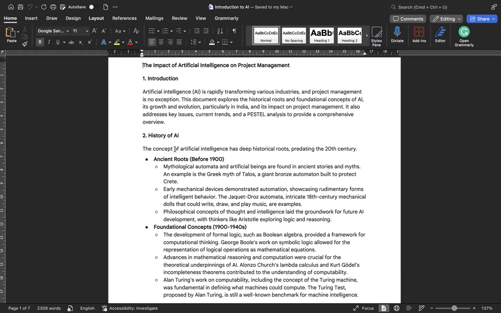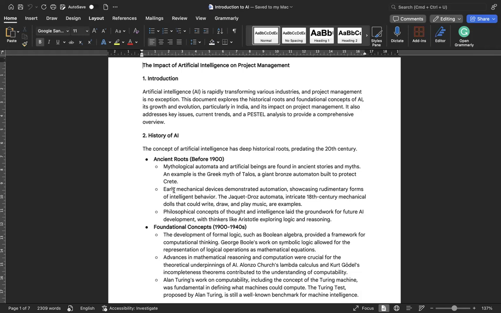For the earlier days, the concept of artificial intelligence has deep historical roots predating the 20th century. Earlier, mythological automata and artificial beings are found in ancient stories and myths. What examples can we have? An example is the Greek myth of Talos, a giant bronze automaton built to protect Crete. Myths means it can be either true or false, so they are only kinds of beliefs.